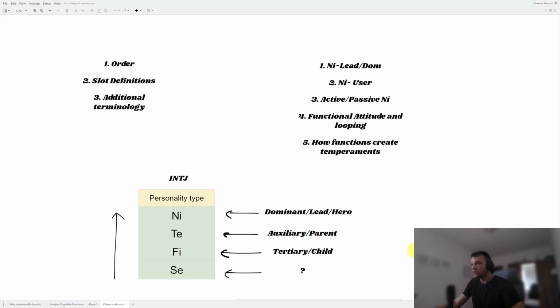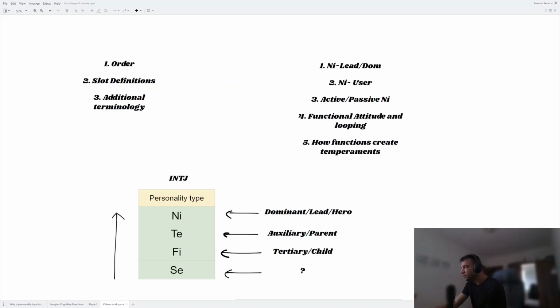For the third SWOT, the child SWOT, so this is the naming, it's tertiary or child. Usually this SWOT is quite a bit less developed than the first, the leading one. And people who use a specific function in the third SWOT tend to overvalue the strength of this function. So they think they're actually better at this than they actually are. But still, they're pretty good at it.